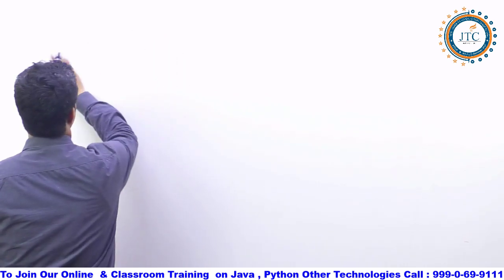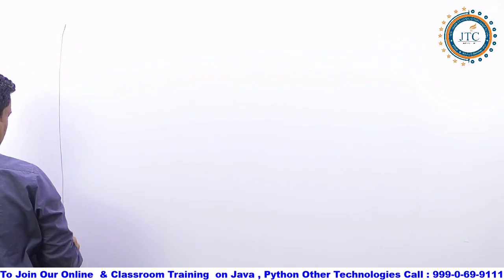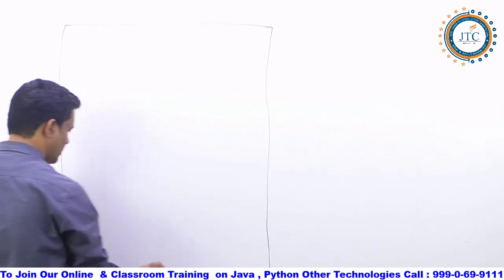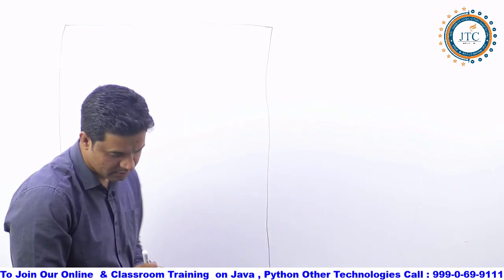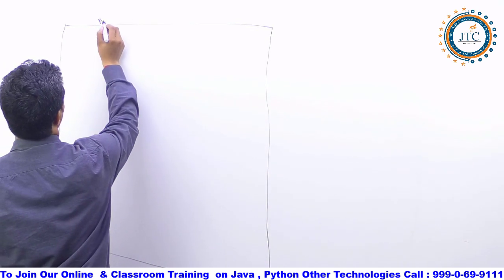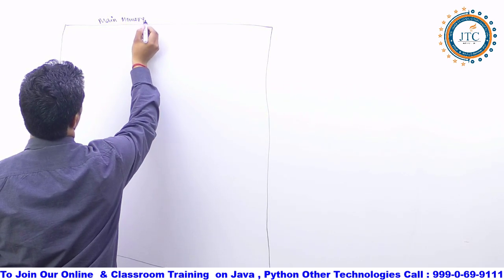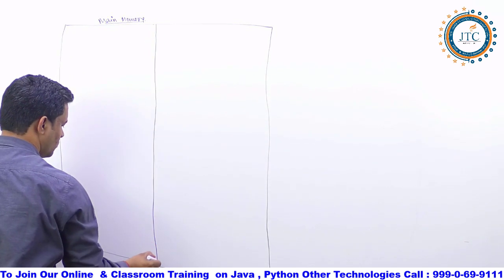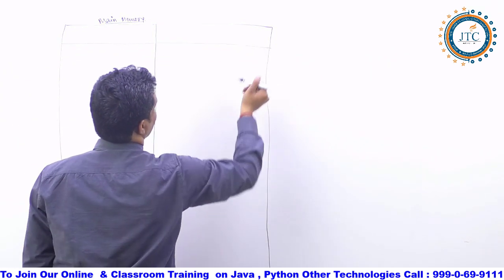What is that one? So see here, let's consider this is your main memory. This is one memory which I have declared here. I am writing here main memory. This memory will be further divided into two parts. What are the two parts?